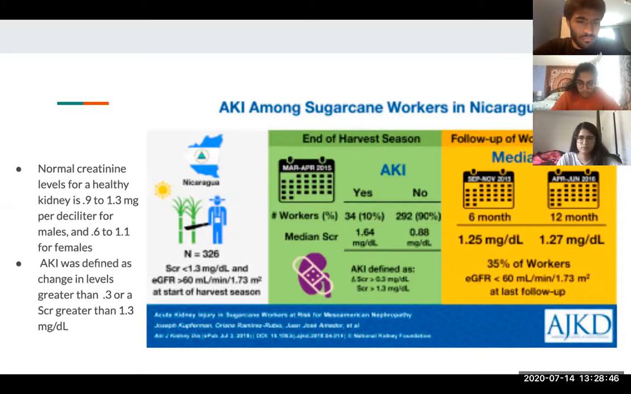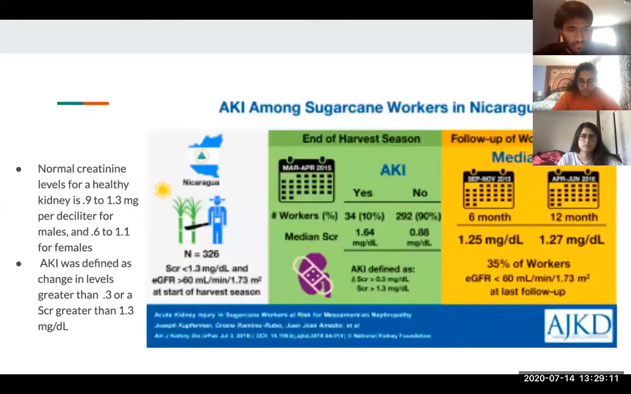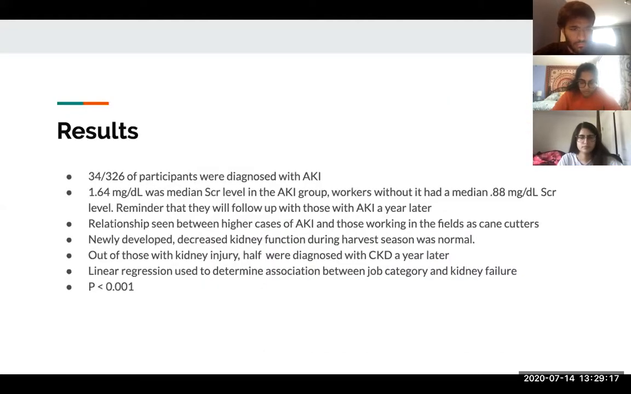For the results, they found that 34 of the 326 participants were diagnosed with acute kidney injuries. They didn't report the mean for some reason, but I think it's pretty significant that they reported the median. The median creatinine level for those who had acute kidney injuries was 1.64 milligrams per deciliter. If we go back, the normal levels for a male is 0.9 to 1.3, so that is a lot off. And you have to take into account that that's the median, so there's a lot of outliers. There's a lot of people higher than that, and some lower than that. So I thought that was a really big deal.